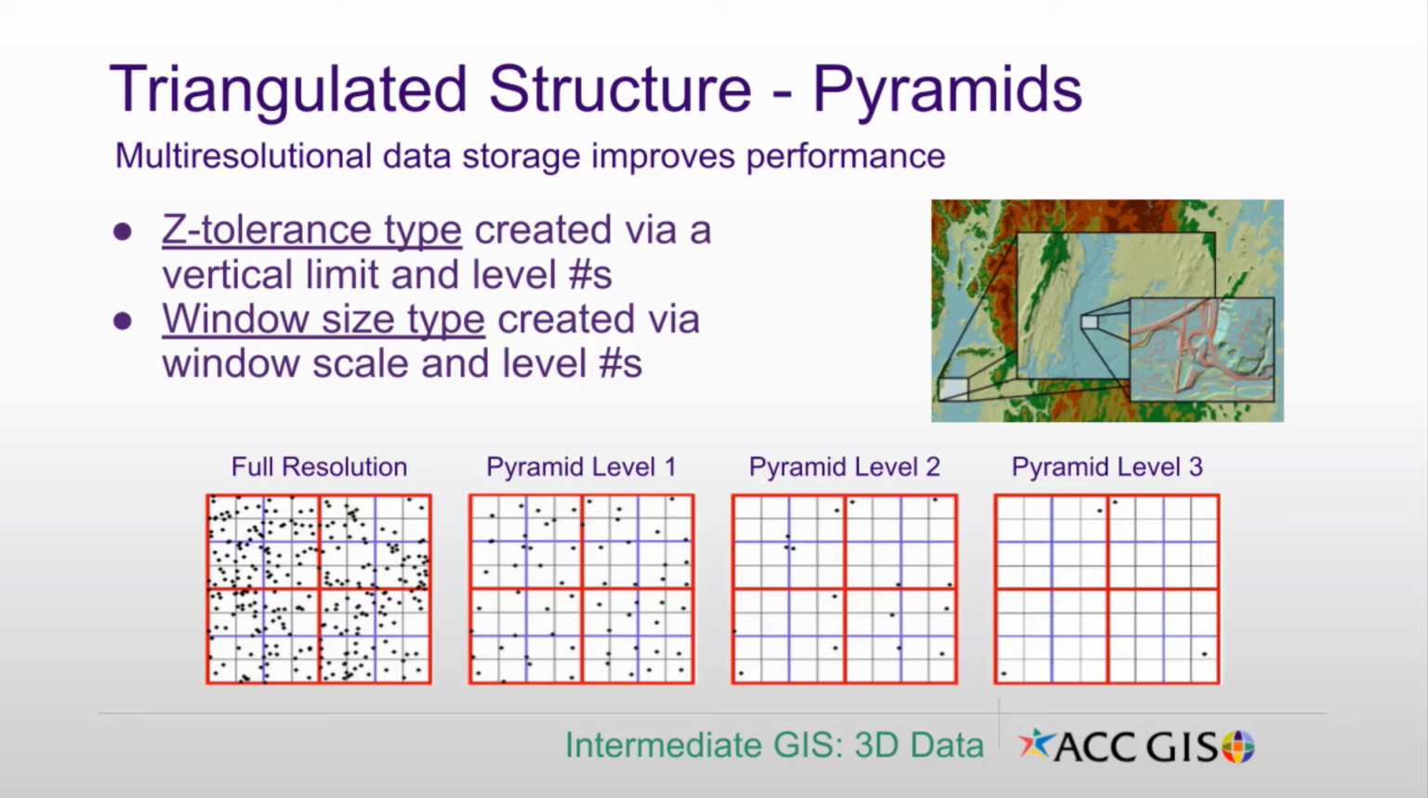If you look at the bottom, you can see that is a window size type approach to creating pyramids, in which at full resolution, it draws all of the elevation mass points that are used to construct the triangulated irregular network. And then as you zoom out, pyramid level 1 and pyramid level 2, it decimates the elevation mass points to have fewer and fewer points on which you construct the triangles. When you get out to pyramid 3, you're constructing really large triangles to define that particular space.